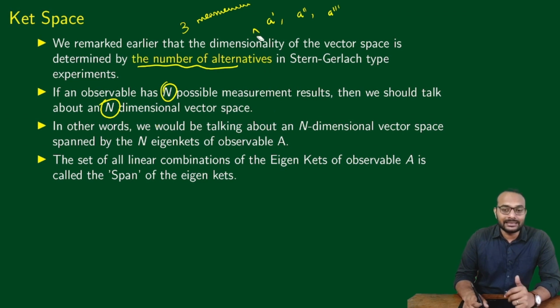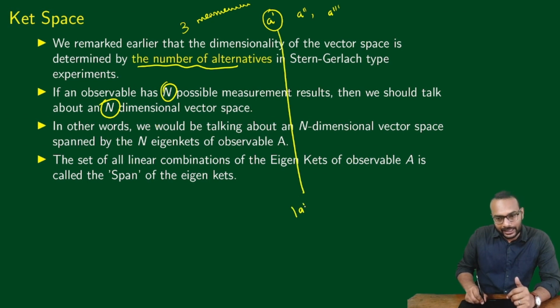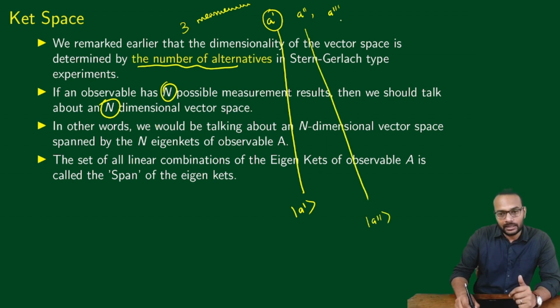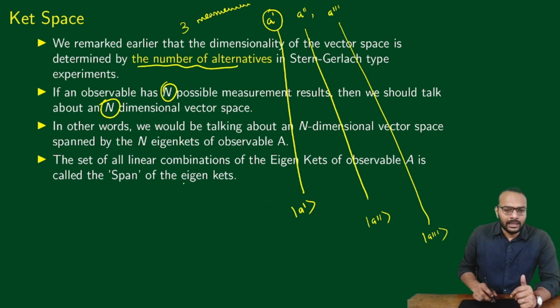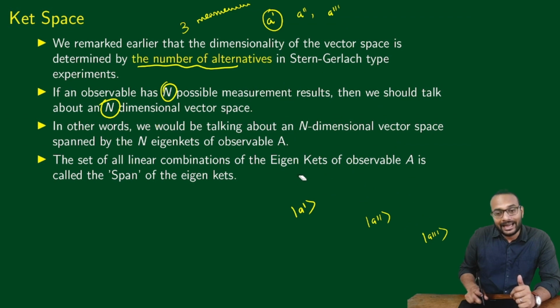Now, in this 3-dimensional vector space, we know that corresponding to the measured value A prime, there is the eigenket ket A prime. Corresponding to A double prime, there is an eigenket ket A double prime. Corresponding to A triple prime, there is an eigenket ket A triple prime. Now, we will be talking about all possible linear combinations of these 3 eigenkets.